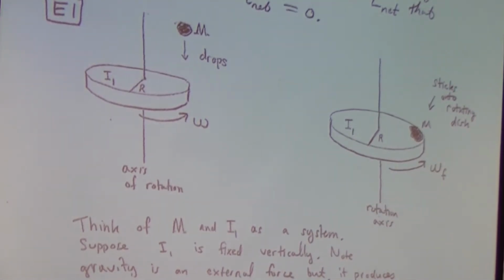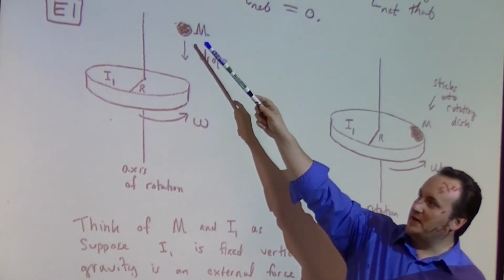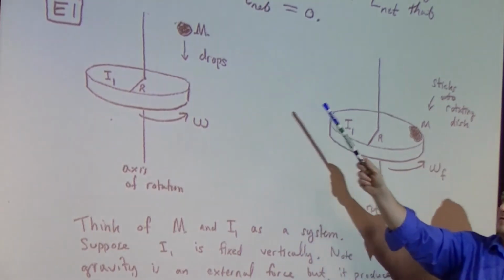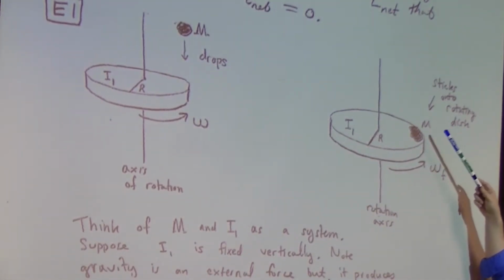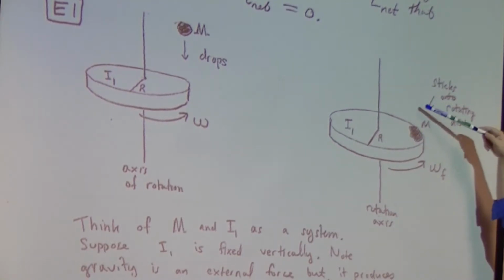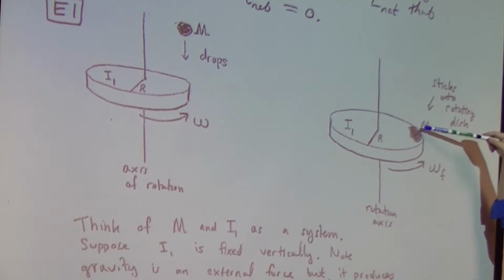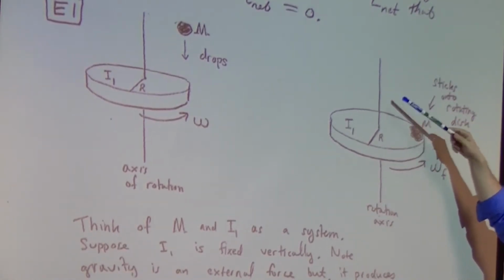So you can think about this as a kind of closed system. You have the mass before and after. The mass drops, sticks onto this wheel, which is turning. Now, whatever made the mass drop, gravity, is not going to directly put a torque on the system, because gravity is perpendicular to the rotation of the disk.